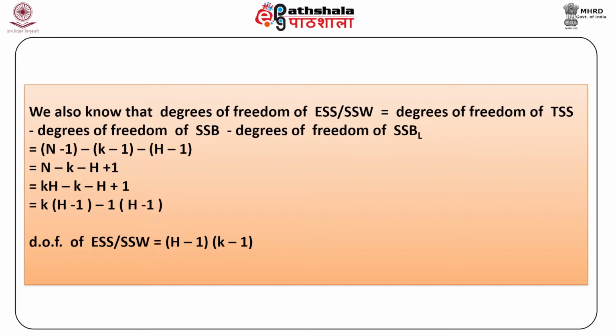So it is equal to (N - 1) - (k - 1) - (h - 1), and thus is equal to N - k - h + 1, and therefore is equal to kh - k - h + 1, because we know capital N is equal to k into h, and therefore is equal to (k - 1) into (h - 1). Therefore, degrees of freedom of ESS, that is SSW, is equal to (h - 1) into (k - 1).